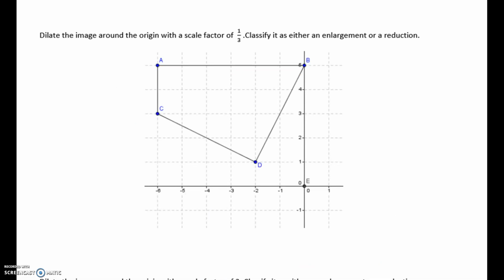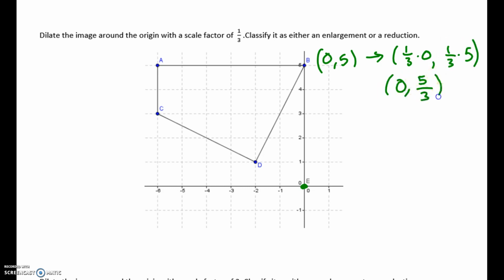Here I'm going to dilate the image around the origin with a scale factor of 1/3, and we're going to classify it as an enlargement or a reduction. Well, the easiest way to do this, guys, especially if we're going around 0, 0, is to take the point you're given, which in this case is 0, 5, and then multiply each of your coordinates by 1/3. This is 1/3 times 0, 1/3 times 5, or 0, 5/3. Well, 5/3 is a little bit less than 2, so B prime is going to land right here.